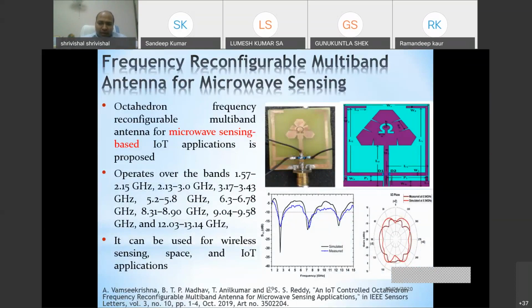So multiple bands they have targeted, and based on multiple bands, they have incorporated deformation in the design, and subsequent to that they were able to get the desired bands with reasonable performance. Their idea is a multiband functionality so that they can tackle wireless sensing, space, and IoT applications through these kinds of antenna designs.